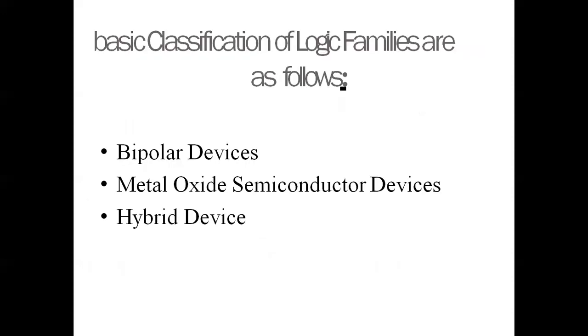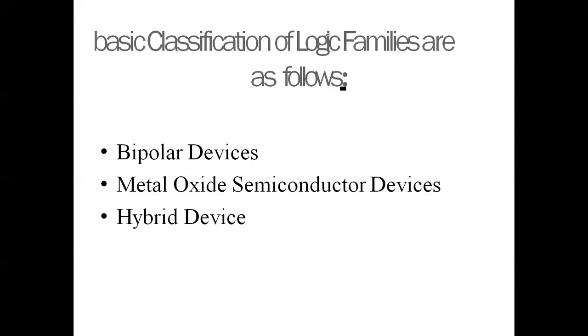Now next one, basic classification of logic families. There are a number of types of classification of logic families. First one, bipolar devices. Second, metal oxide semiconductor devices. Third one, hybrid devices. There are a number of different ICs in all these devices. Digital ICs are mainly divided into two parts, bipolar and unipolar. Bipolar contains saturated and unsaturated ICs, and unipolar contains P-channel MOSFET, N-channel MOSFET, and complementary MOSFET.